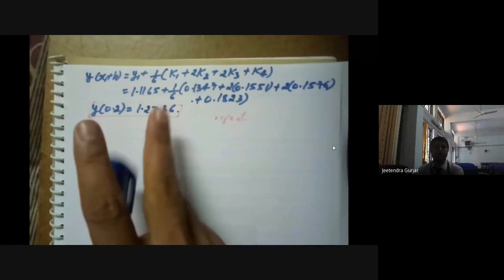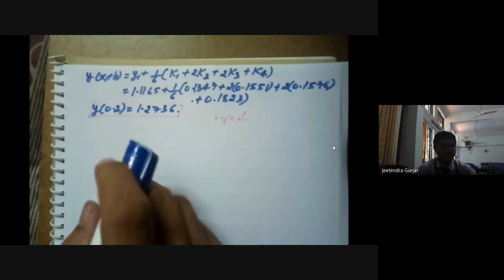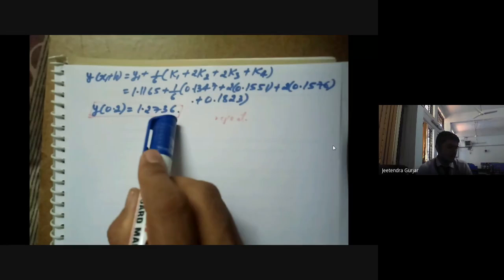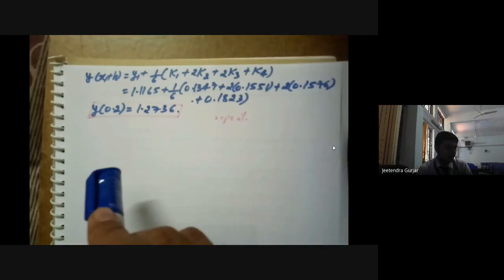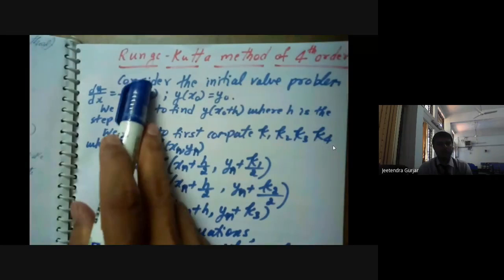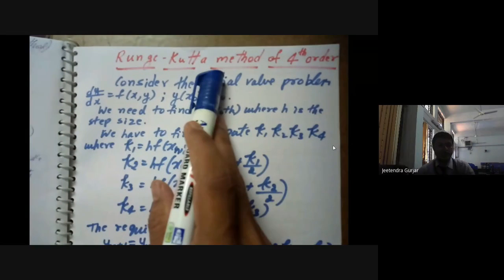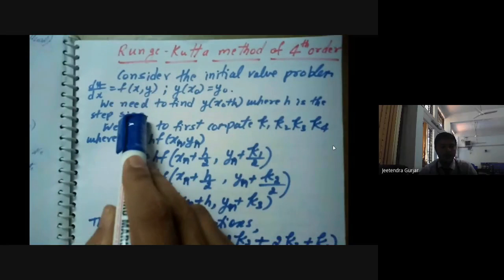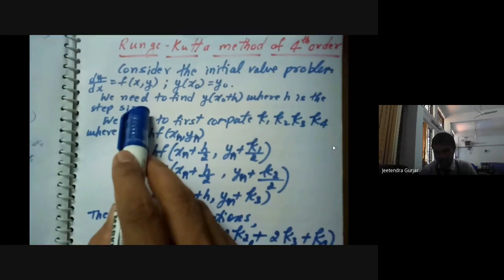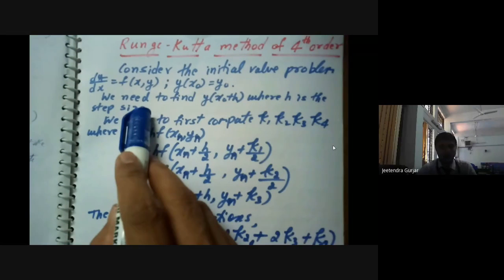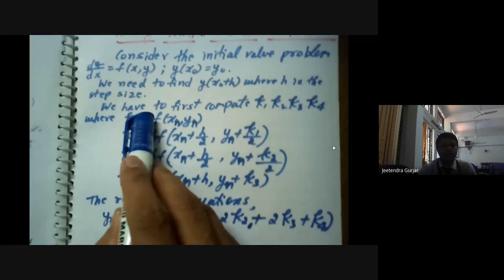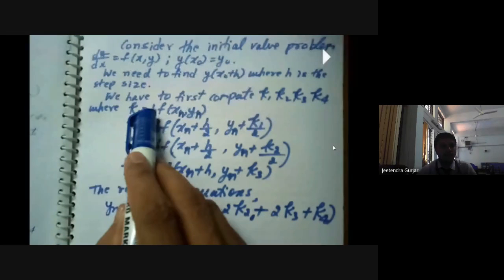So I will just repeat this once again so that it will help you understand, because it is a very important method. It is the Runge Kutta method of fourth order. Just consider the initial value problem: dy by dx is equal to f of x comma y, y of x naught is equal to y naught. That is what is given. So we need to find y of x naught plus h, where h is the step size.